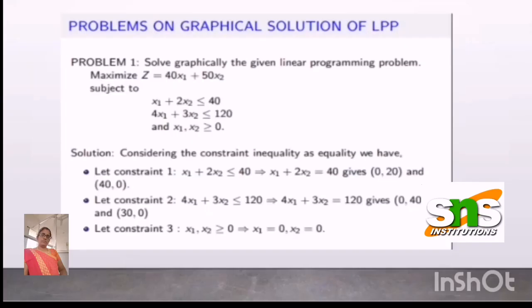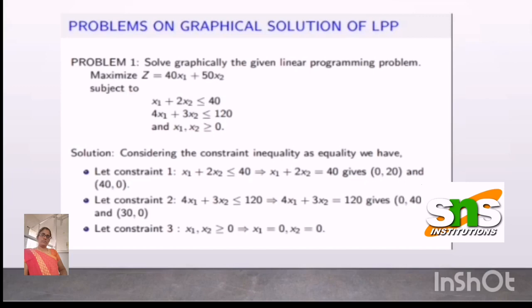Next, we see some problems for graphical solution of LPP. Solve graphically the given linear programming problem. Maximize z equal to 40x1 plus 50x2 subject to x1 plus 2x2 less than or equal to 40, 4x1 plus 3x2 less than or equal to 120, and x1, x2 greater than or equal to 0.